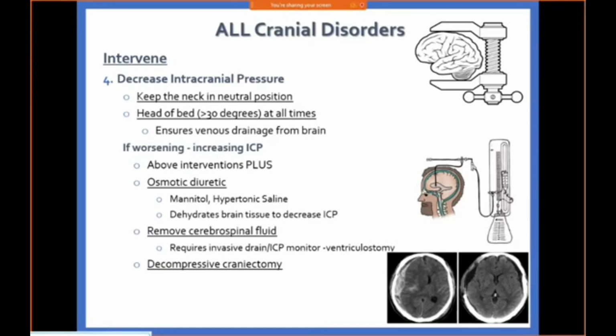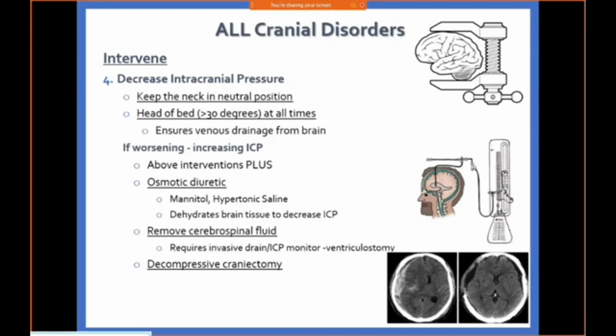And so it's basically least invasive to most invasive. They will try to maintain neutral neck, head of bed up. If that's not working, they add the osmotic diuretic. When the osmotic diuretic does not work, they'll put in a drain to remove cerebrospinal fluid. And then if that's not working, they will go in and remove a piece of the skull to allow the brain to expand. Does that make sense?